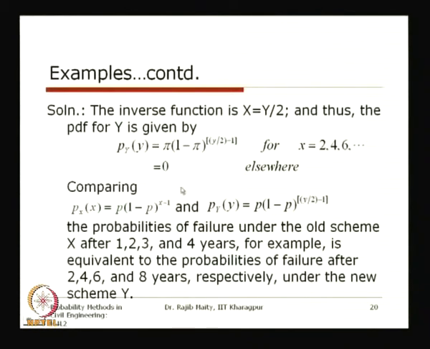Following the same principle, first of all I have to find the inverse function, because I have to express this in terms of the original random variable. So, x equals y by 2, because y equals 2x, as we discussed. Thus the PDF for y, that is the probability of y, equals that function expressed in terms of the inverse function g inverse of y, which is y by 2.